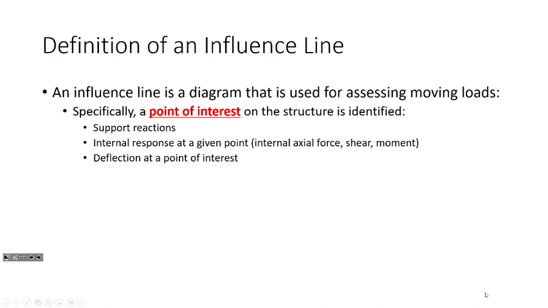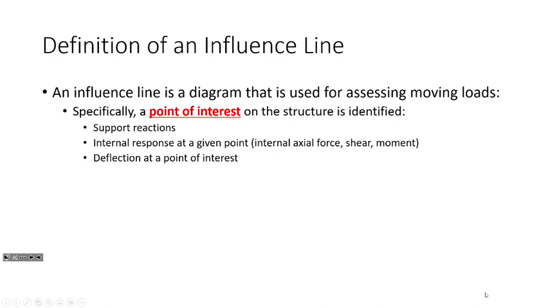So if I have a beam, I'm going to draw an influence line for that reaction, or that reaction over there, or that reaction. Your point of interest remains fixed, okay? Now your point of interest can also be an internal response. So it could be the shears at a given point, the moments at a given point, etc.